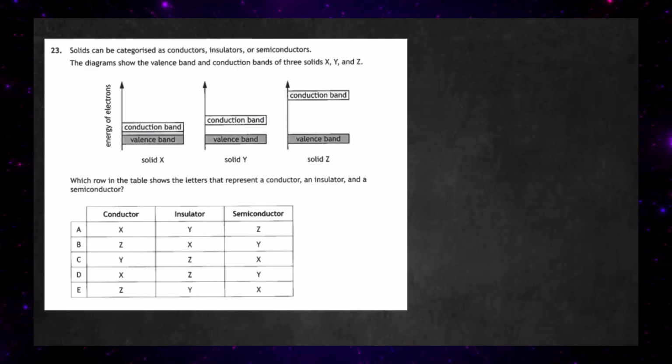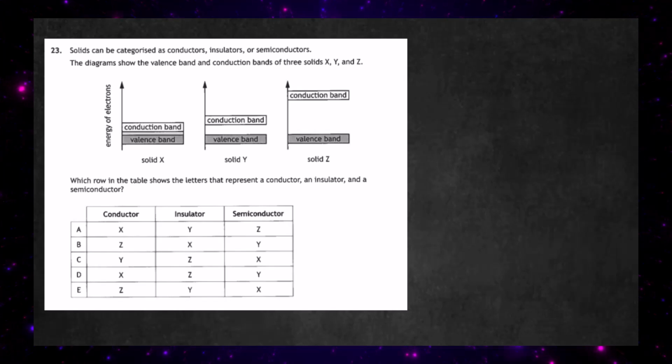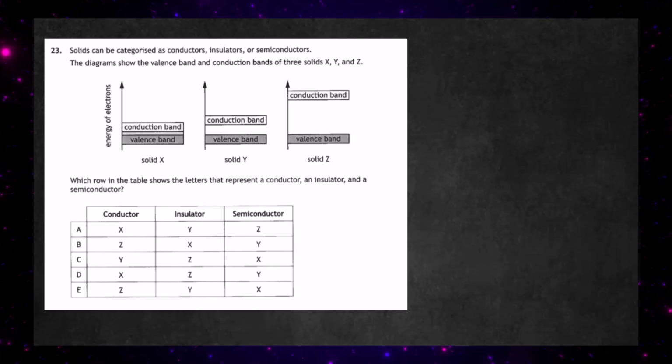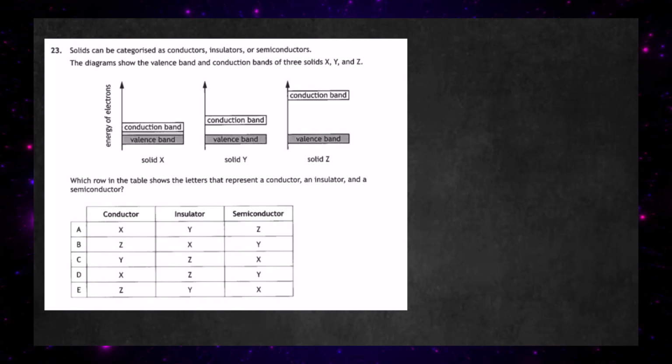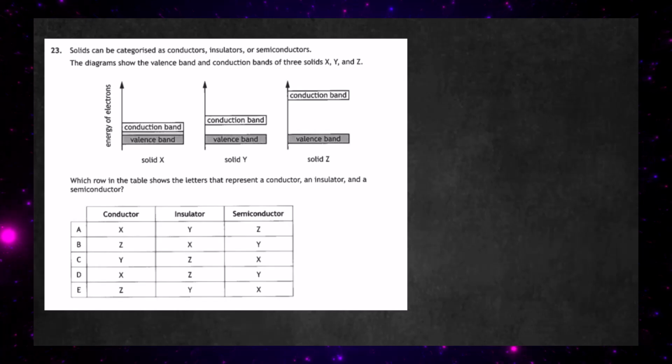Question 23 from the 2024 Higher Physics exam from the SQA Section 1. Solids can be categorised as conductors, insulators or semiconductors. The diagrams show the valence band and the conduction bands for 3 solids, X, Y and Z. Which row in the table shows the letters that represent a conductor, an insulator and a semiconductor?